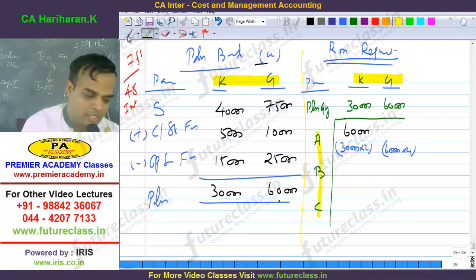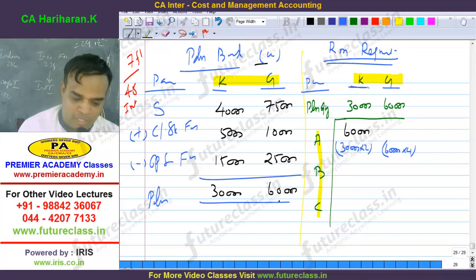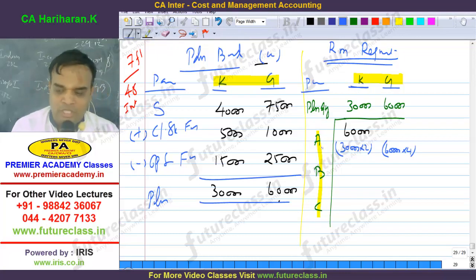Now tell me. To produce one product of K, how many units of raw material A do you need? 30,000 production into 2 is 60,000. Right? Similarly, 60,000 units of product G you have produced. To produce one product, how many kgs of A? Right?